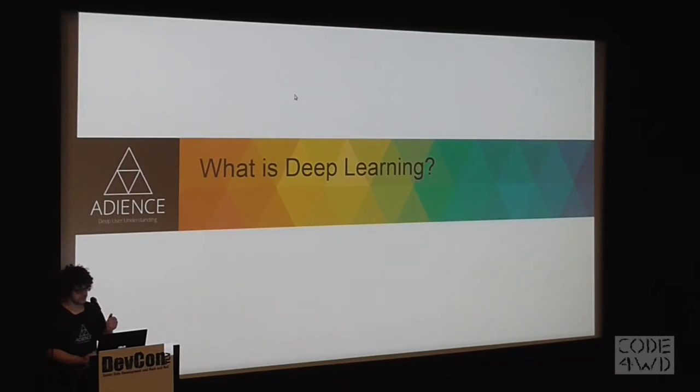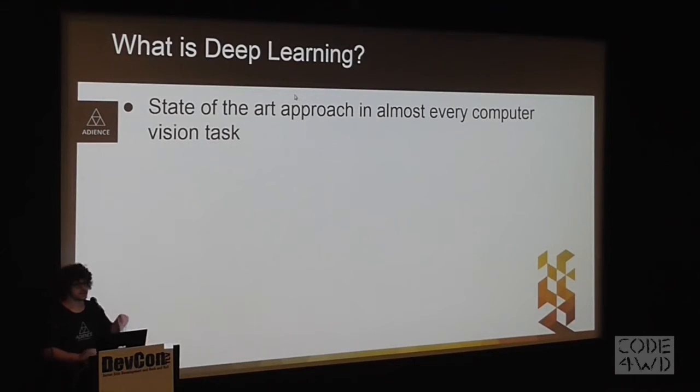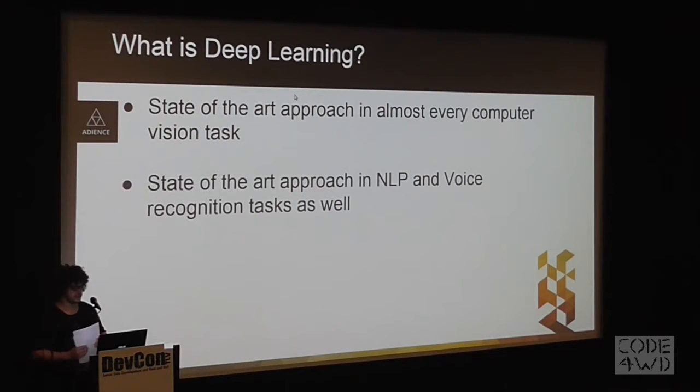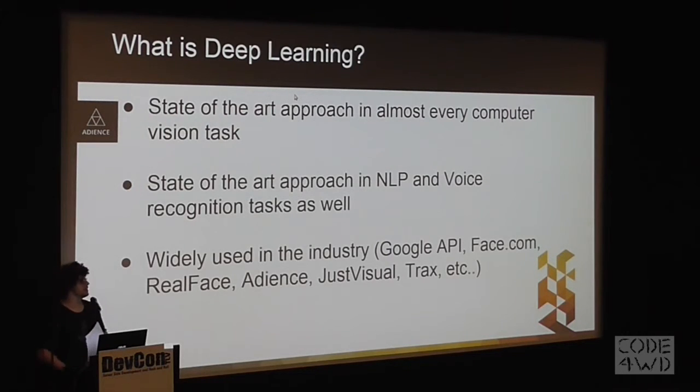Okay, so what is deep learning? Deep learning is the state-of-the-art approach in almost every computer vision task. It's also state-of-the-art in almost every NLP and voice recognition task. And it's widely used in the industry. Google published the Google API. Face.com, which is an Israeli startup that was purchased by Microsoft. Really, the leap was to leverage deep learning techniques. Real Face is an Israeli startup. We do it in Adyence. Just Visual, previously named Superfish, Trucks, a lot of other companies.